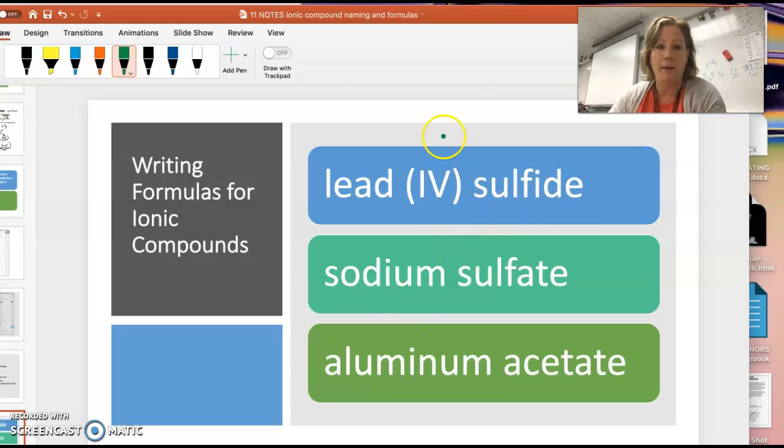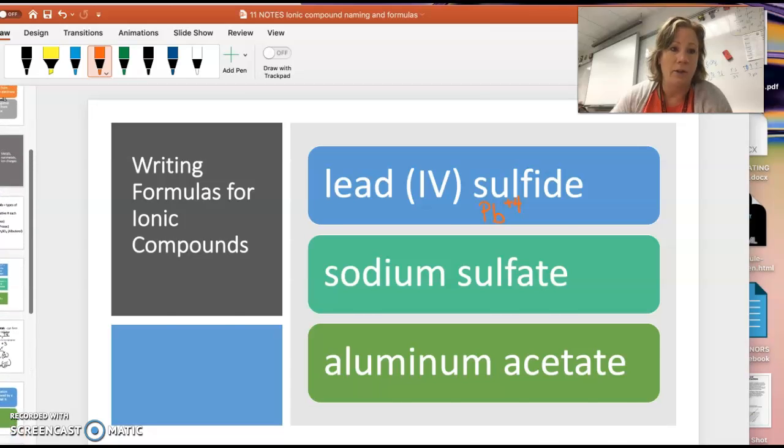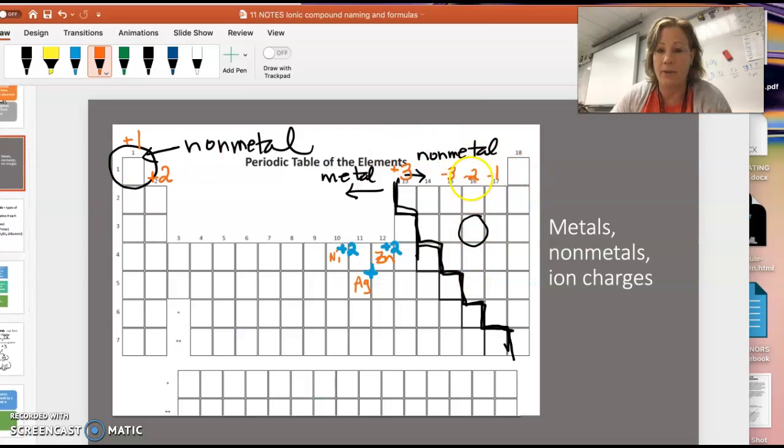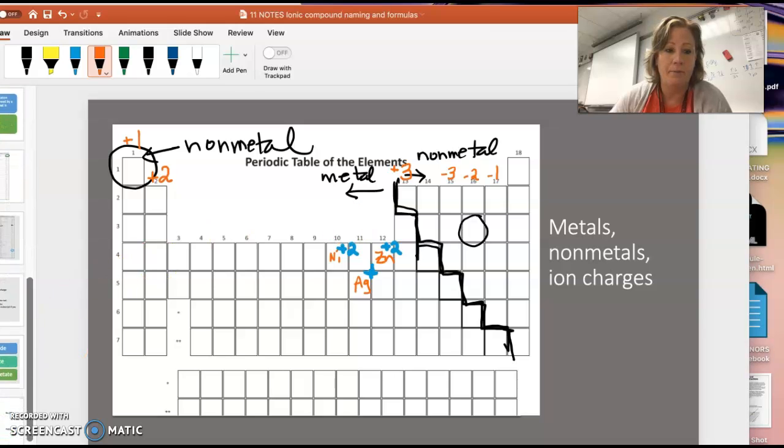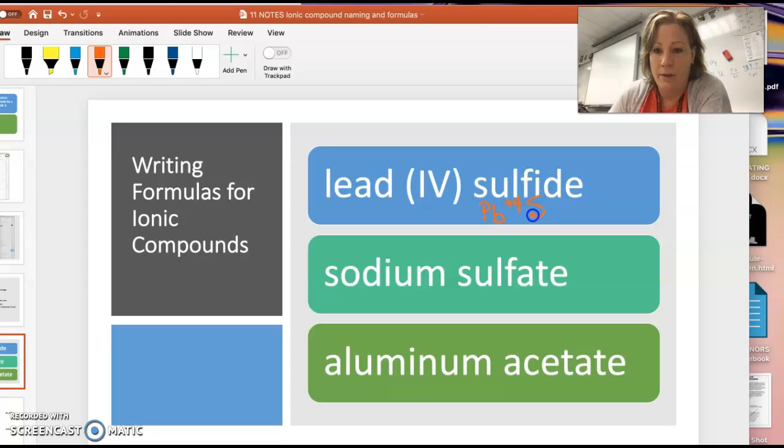So here's some examples of writing the formula. So here I have lead, and it's +4 because of the Roman numeral 4. Sulfide is sulfur, which is going to be in this column, so it's -2. So if I balance charge there, you can see that I would need to have 1 lead for every 2 of these sulfides, so that would then add +4 and -4 would be 0. So it would be PbS2.